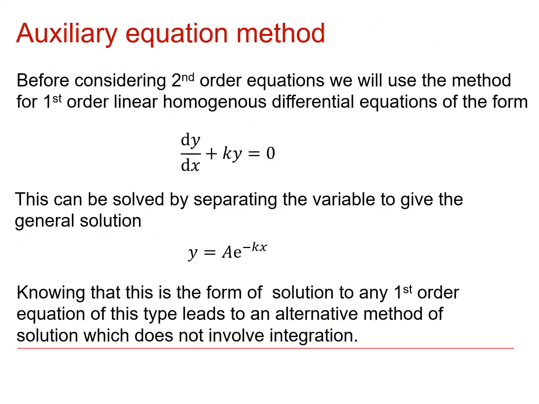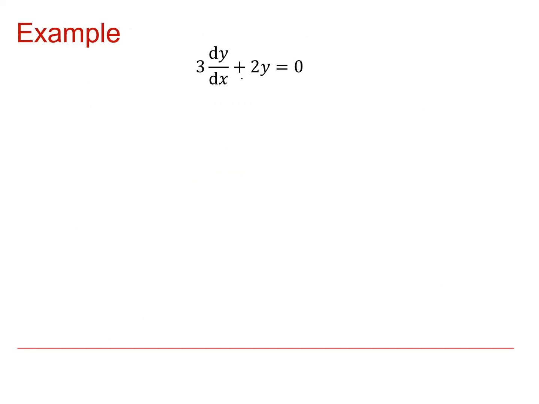So before we use what we call the auxiliary equation method to solve second order equations, we're going to look at it in the context of a first order differential equation. We've seen this differential equation here in a previous sequence of videos and determined that the general solution is of this form: y is equal to ae to the minus kx. If you're unsure about this, either look back to your textbook or at the previous sequence of videos on first order differential equations.